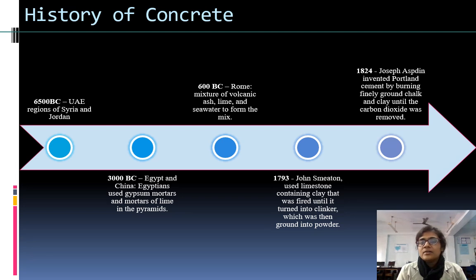Later on, in 1824, Joseph Aspdin invented Portland cement by burning finely ground chalk and clay until the carbon dioxide was removed. Now, this is where our modern cement has come from. That is why our cement is known as ordinary Portland cement. So from here you can see that as we talk about concrete, cement is a very important and inseparable part of this, right?